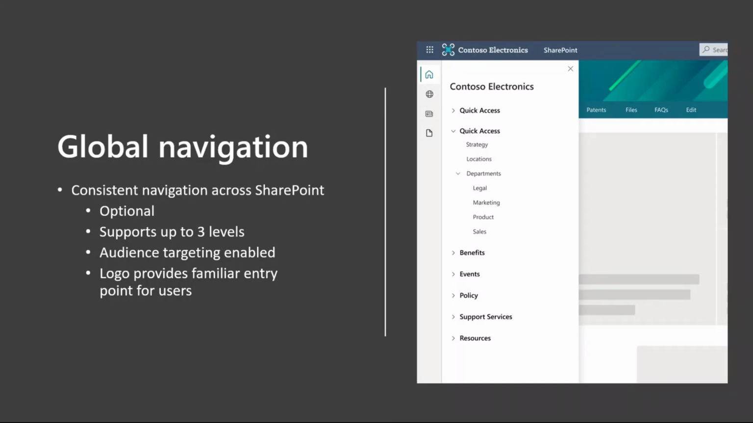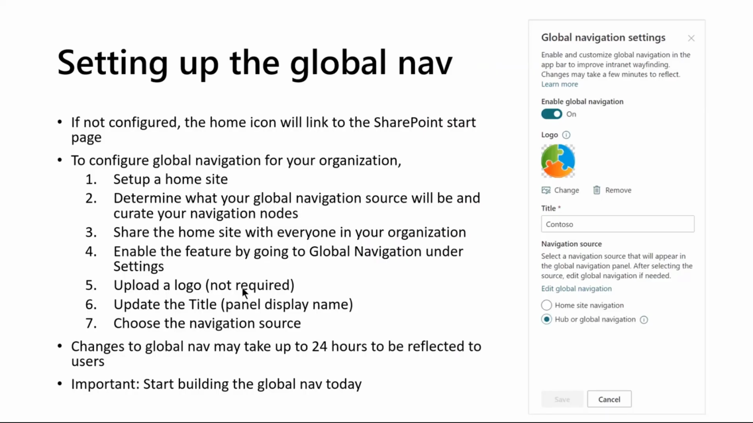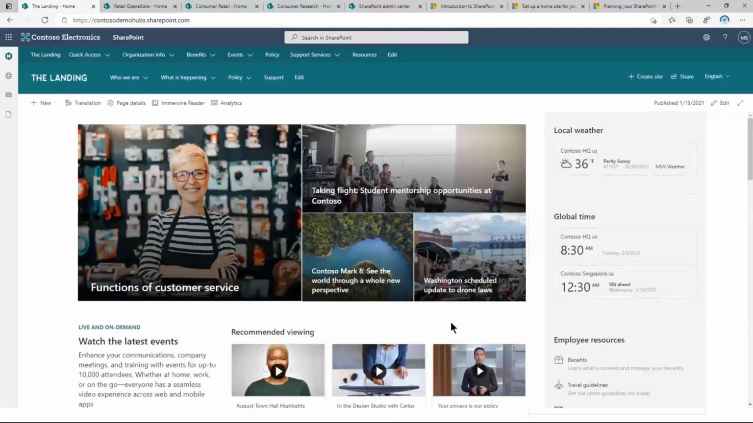And this feature is optional. So if your tenant doesn't have a need for global navigation, you just do not have to set it up. It's not forced on you. It's optional. Obviously we recommend that you do set it up. So let's talk about setting up the global nav. I know that this is a wall of text, but I'm actually going to demo this. The first important thing, and let me switch over to the demo, is that the global nav is actually set up on the home site.